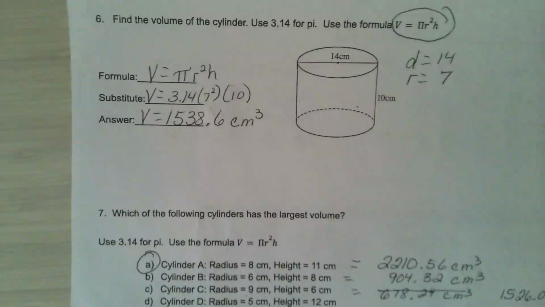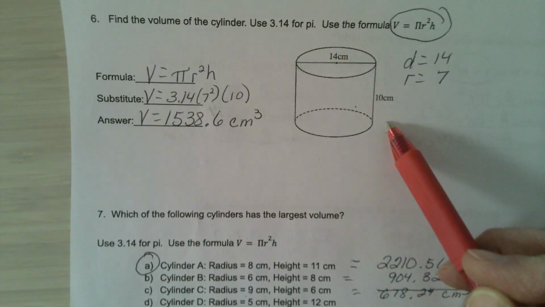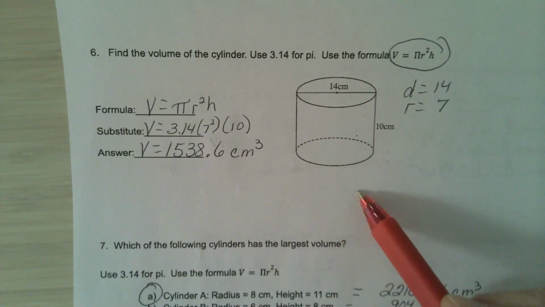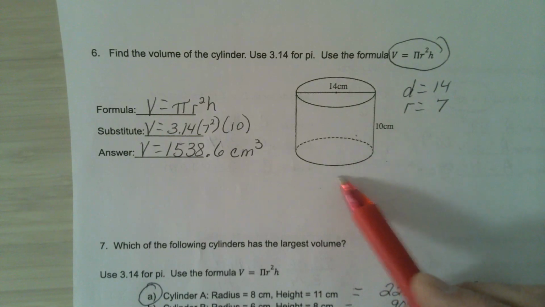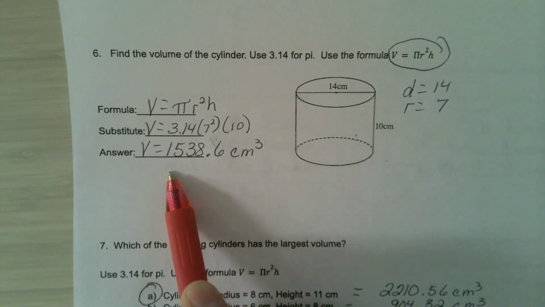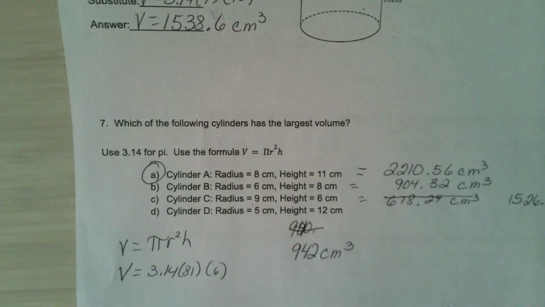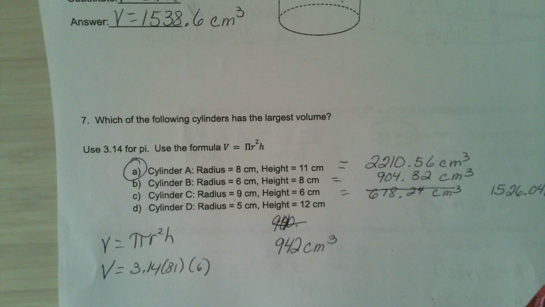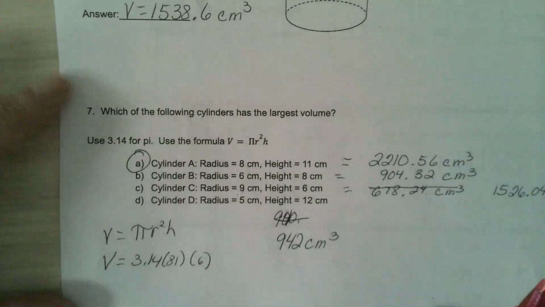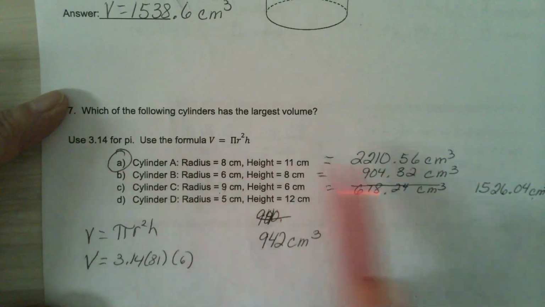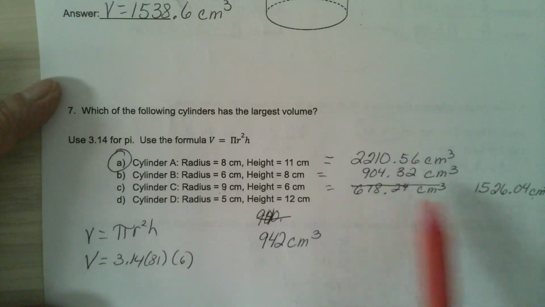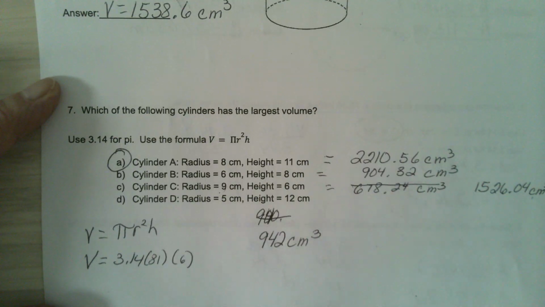Number 6, volume. You find the area of the circle times the height. Pi r squared times the height, 1,538.6 centimeters cubed. Number 7, which is the largest? A is the largest, and you had to find the volume for each one and circle the largest one.